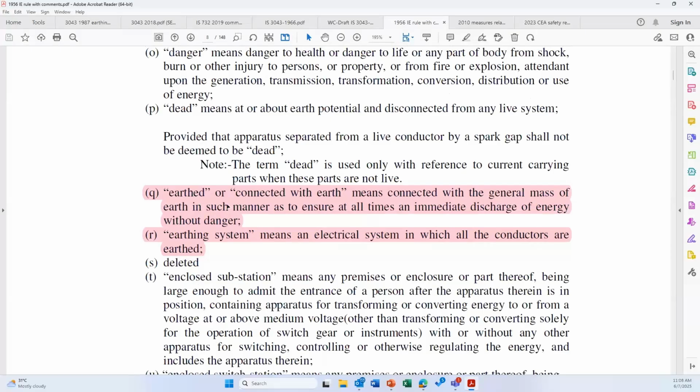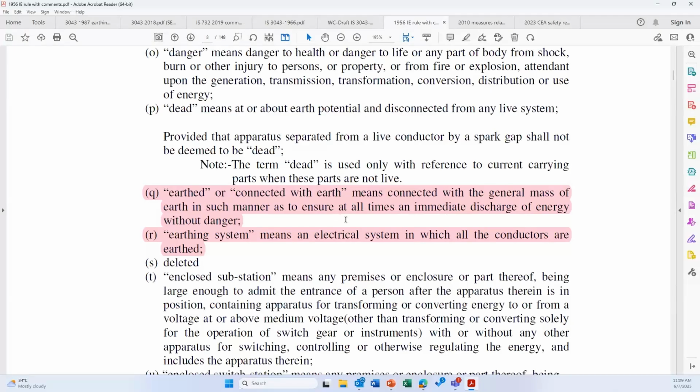The 1956 IE Rule was the officially available document, the oldest document available in India. Here, earthing or earthed is defined as: earthed or connected to earth or connected with earth means connected with the general mass of earth in such a manner as to ensure all time and immediate discharge of energy without danger. As a result of this definition, we always were thinking that earth or earthing means you connect it through some means to an earth electrode in soil. As a result, all the unwanted energy goes to the soil and we become safe.